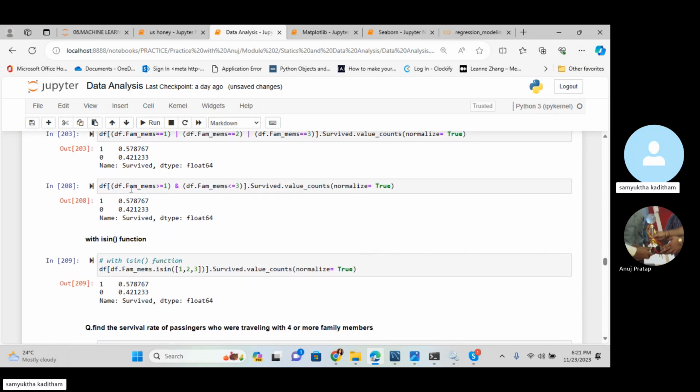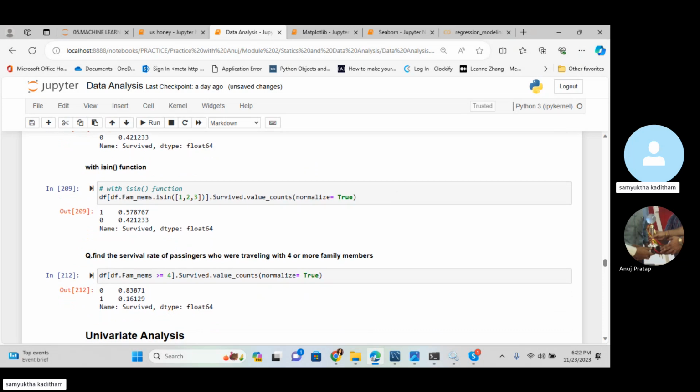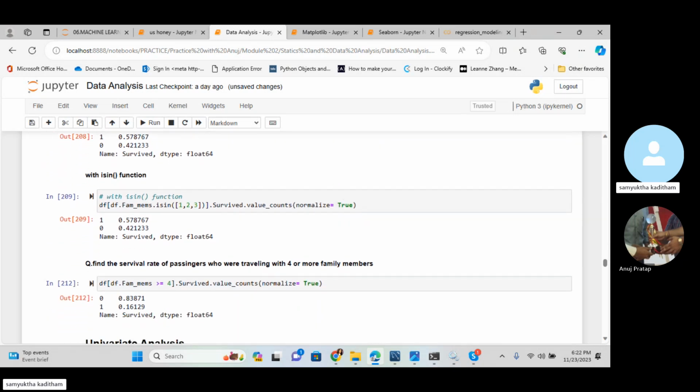In another way, we can do this. The same result will come: greater than 1 and less than 3, it will give 1, 2, 3. We can also use the isin function, because this is all in the same column, the family members column. When he asked about this question, at that time I used this isin method.